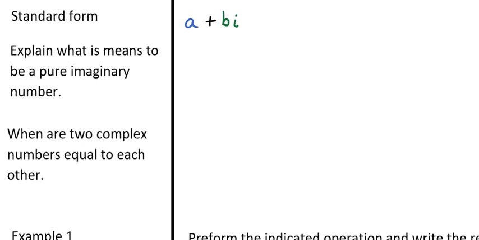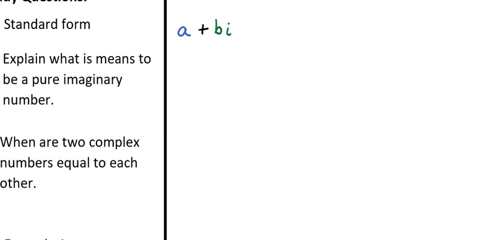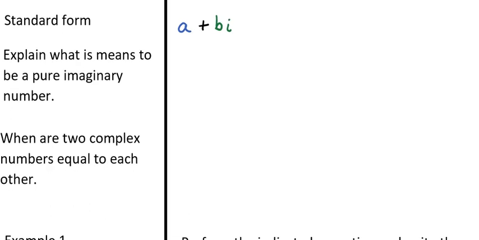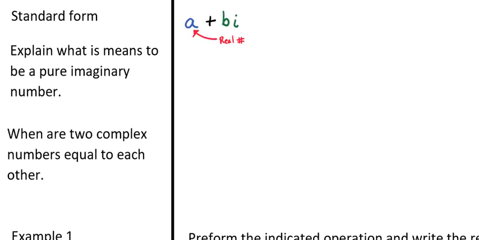In this video, we're going to be going over complex numbers. So let's talk first about what the standard form of a complex number is. Our standard form is going to be a plus bi, where a is our real number and b is our imaginary number. So the bi is our imaginary number.